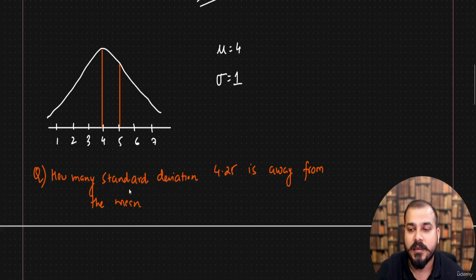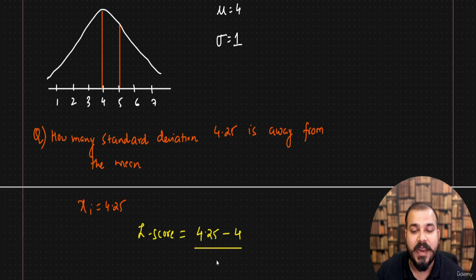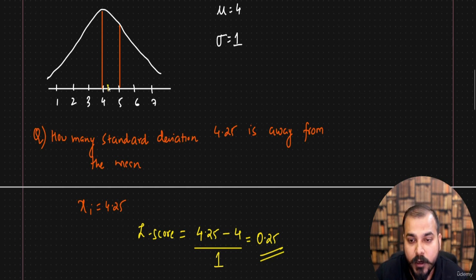Now in this case, my x of i is nothing but 4.25. If I go ahead and apply my z-score formula, what will happen? 4.25 minus whatever the mean is. What is the mean? 4, divided by the standard deviation, that is 1. So here I'm getting 0.25. Now, this basically indicates that 4.25 is 0.25 standard deviations away from the mean. Something like this. So this is the area that you will probably be getting.